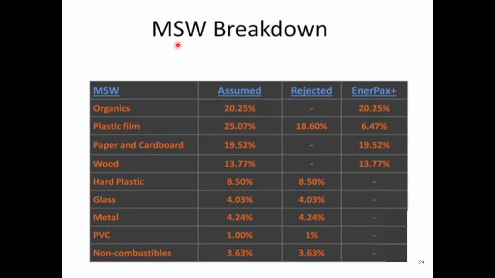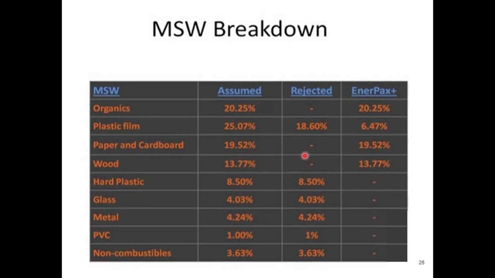So now if we break down the MSW, municipal solid waste. If you see here, the NRPX plus is basically only releasing four types of municipal solid waste out of the nine. One is organics, which is 20.25%, which is equal to the assumed. One is plastic film, which is 6.47%. So we assumed 25.07, which we have assumed it to be the conventional. But we had to reject 18.6 because this was not coming, so only 6.47% was coming.